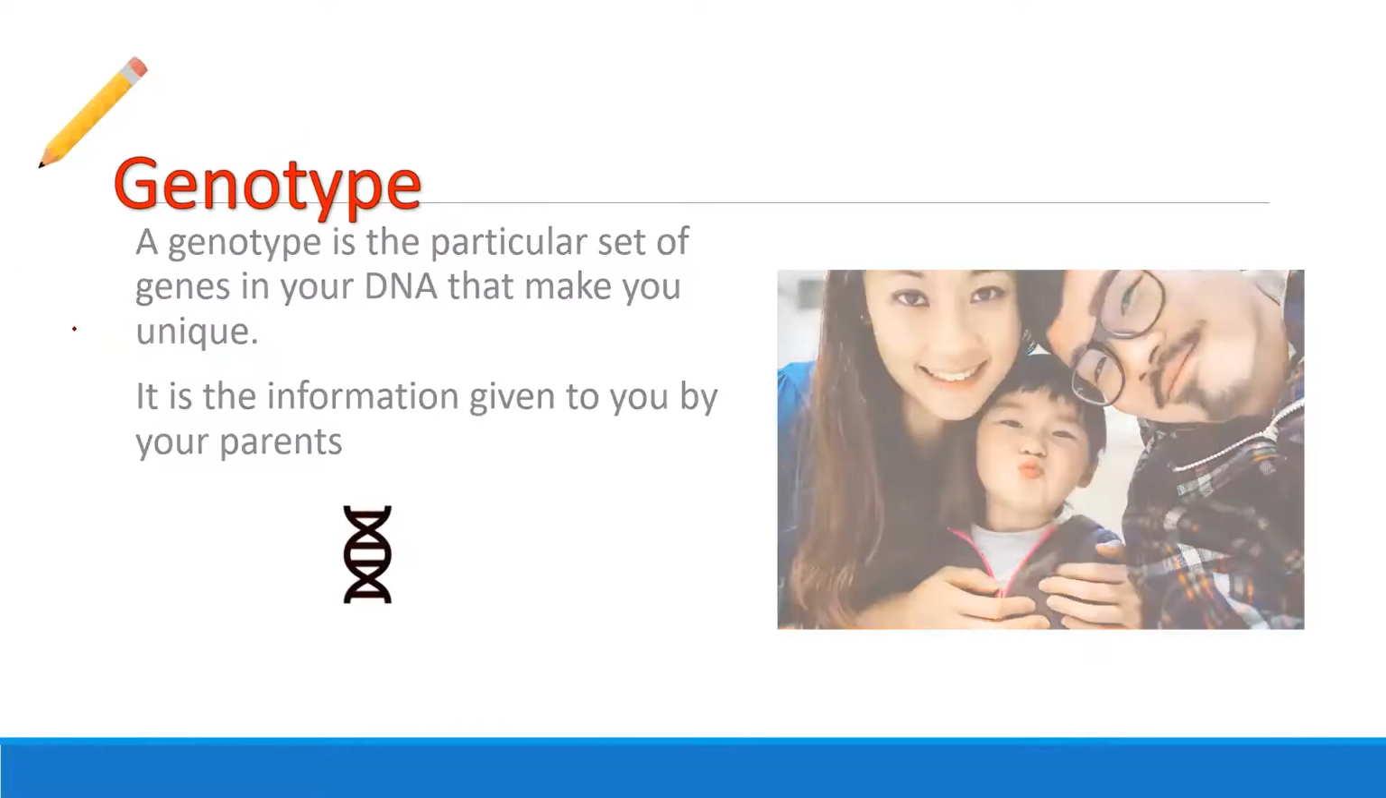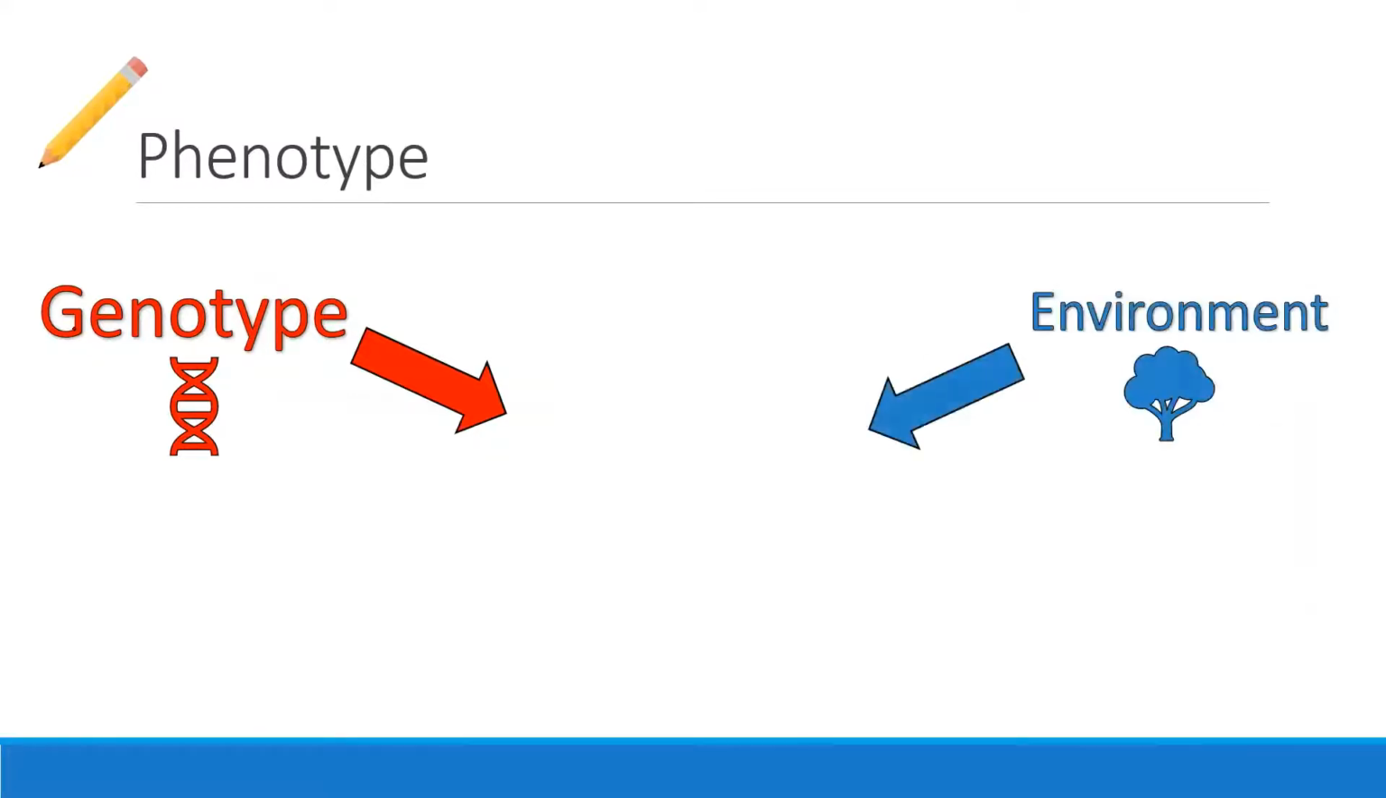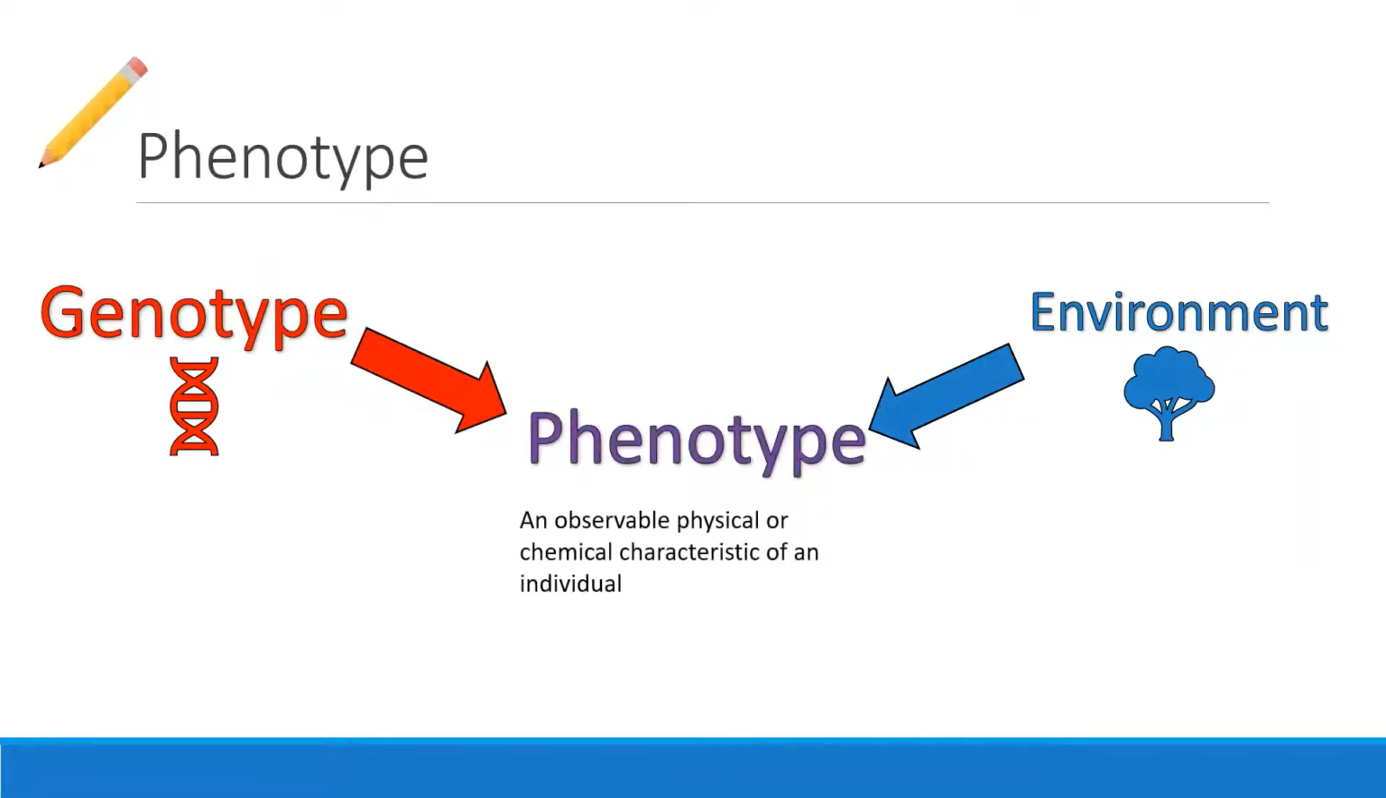So how do we use genotype? A genotype is one half of an equation. If you take a genotype and you take your environment, you can bring those two things together to get something called a phenotype. Now, a phenotype is an observable or chemical characteristic of an individual.